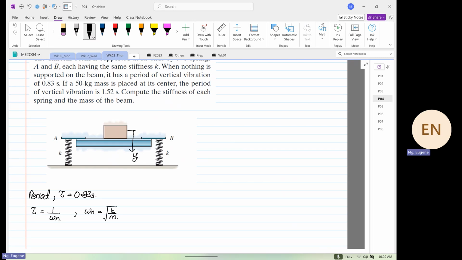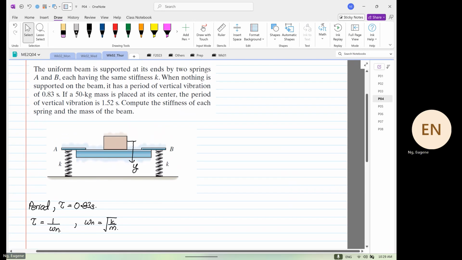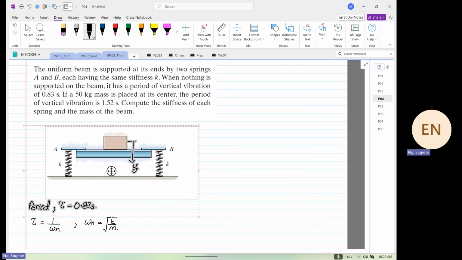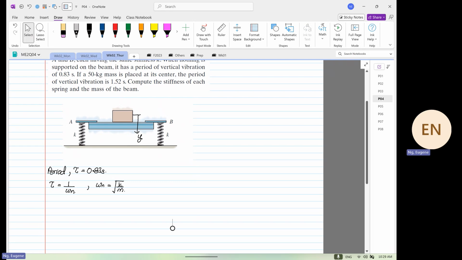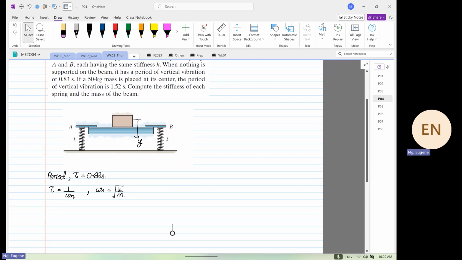Okay, so we know that. So there are two cases over here. When nothing is supported on the beam, it has a vertical period of 0.83 seconds. Okay, so this problem is not as straightforward as I thought. Okay, so case number one. Okay, case number one.